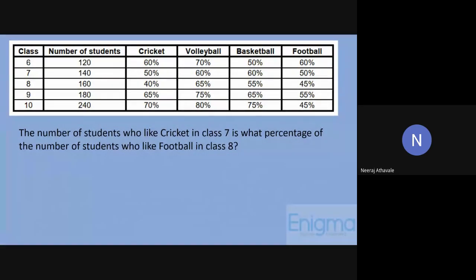So basically, first of all, check cricket in class 7. Cricket in class 7 मतलब ये. Okay, so numerator will be 70. Is what percentage of the number of students? Okay, इसका मतलब denominator सिर्फ football in class 8 होगा. So football कहाँ पे है? इधर class 8.